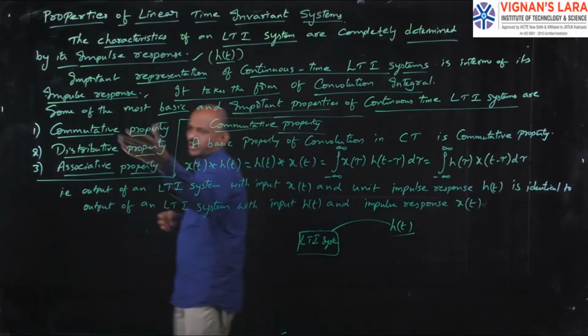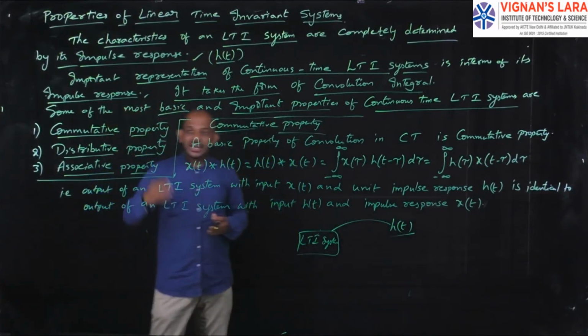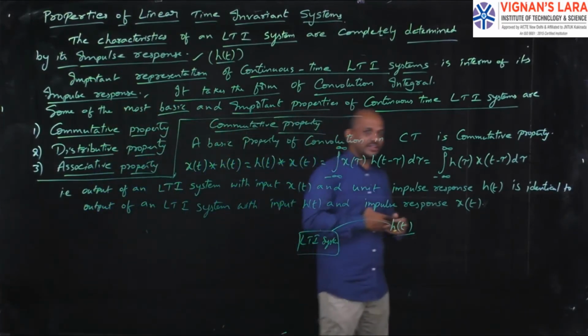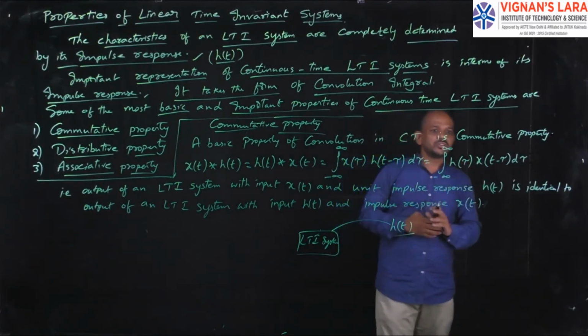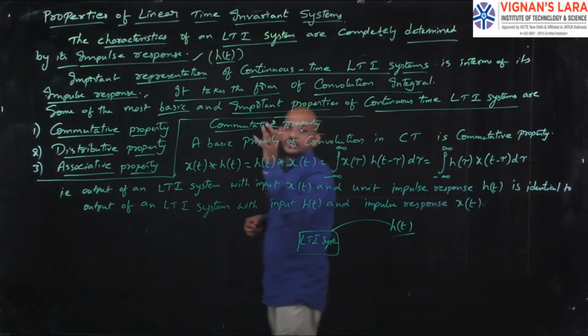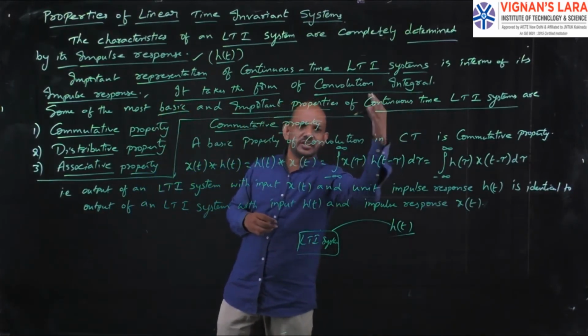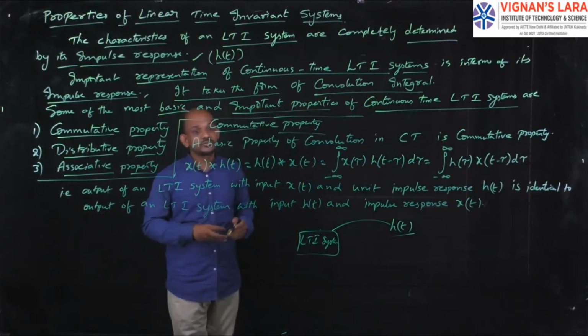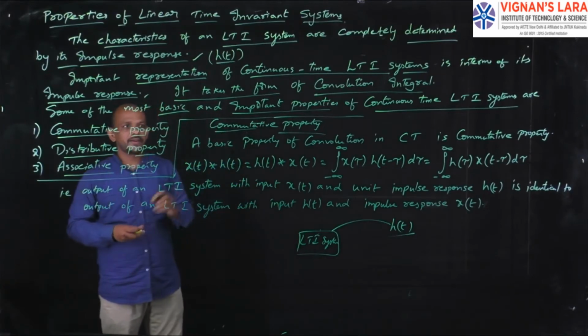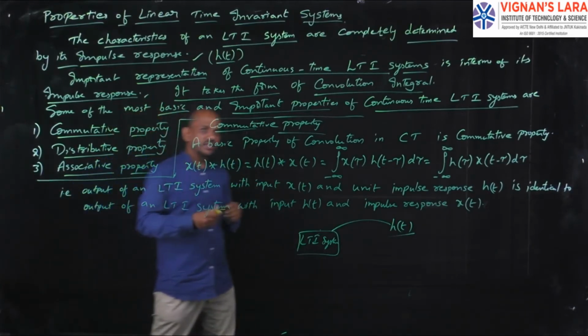I hope you already know this one, but I will explain the commutative property in terms of impulse responses. That is nothing but the concept of convolution integral. It takes the form of convolution, so I will explain this with respect to the convolution. So first I will start with the commutative property.